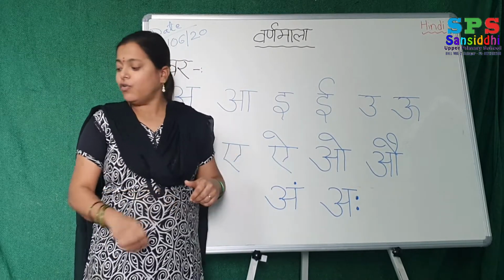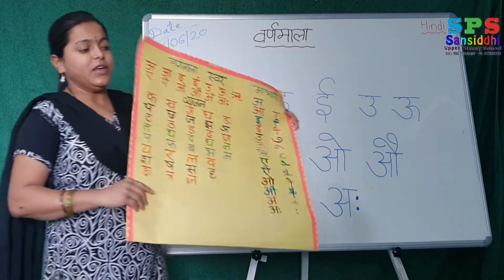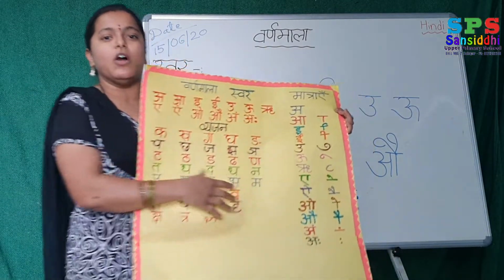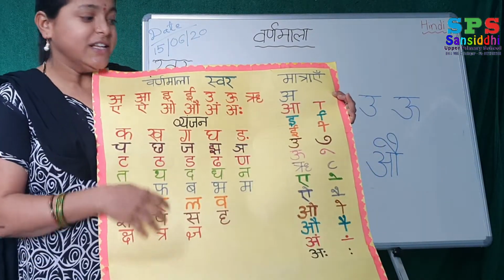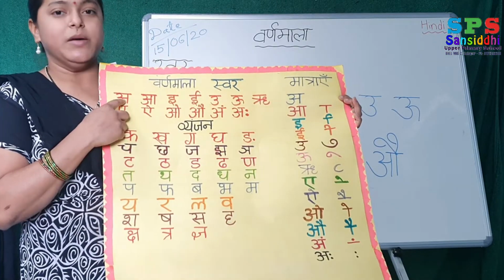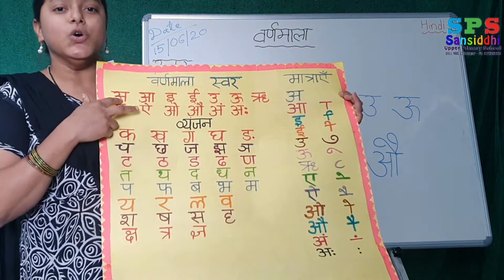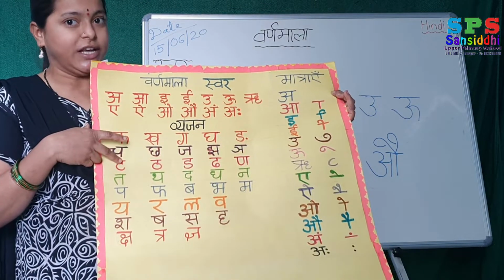Now I will show what are the letters. Let's see here. These all letters are called Varnamala. Okay? Can you see, kids? These all letters are called Varnamala. In Varnamala, we have 2 sections.